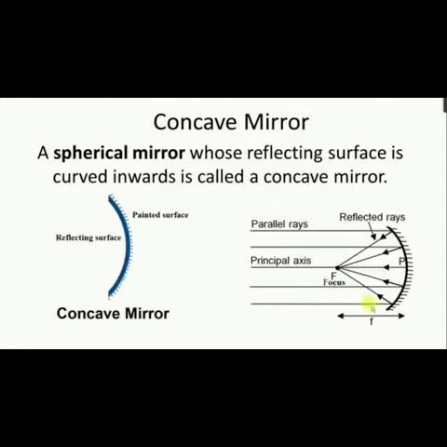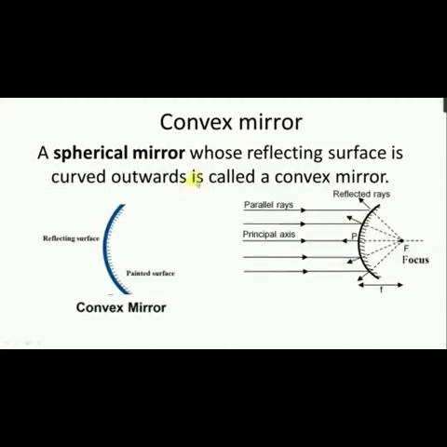So this is a concave mirror and this is the focus. Focus is a point on the principal axis where rays parallel to the principal axis meet after the reflection. So a concave mirror has a focus in front of the mirror, and this is a convex mirror.